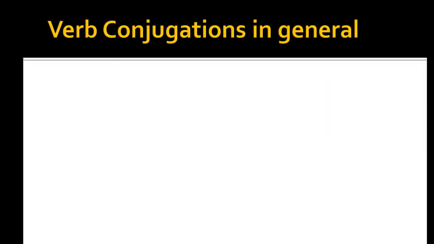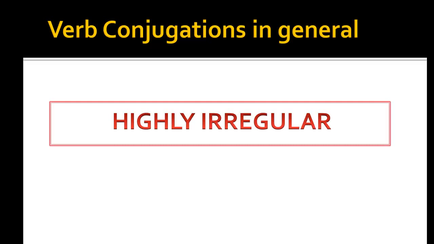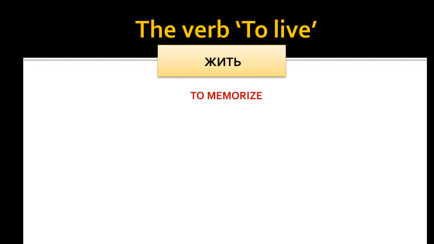Now that you are familiar with the two conjugation groups, it's time to warn you that Russian conjugations can be highly irregular, and some of them need to be memorized. Let's take a look at the verb to live, жить, as an example. The forms of this verb need to be memorized.